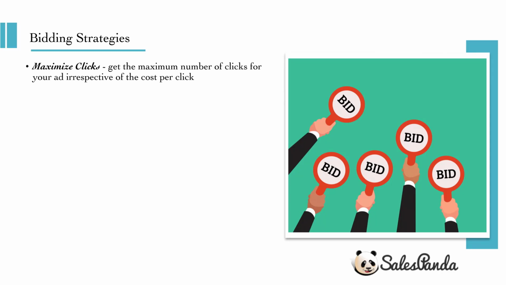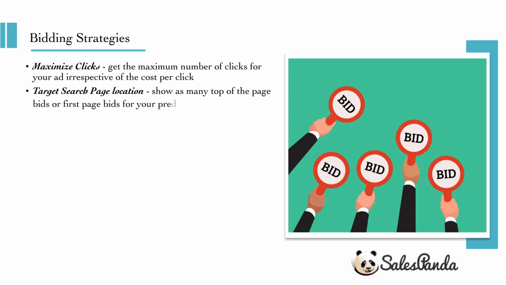You can set a maximum CPC bid limit, which means that Google will try and get as many clicks as possible below the bid limit set by you. You may end up spending more cost per click than you intend to. Target search page location is a strategy that increases brand awareness by showing your ad impressions higher on the search results page. Google will try and show you as many top of the page bids or first page bids as possible for your predefined daily budget campaign.